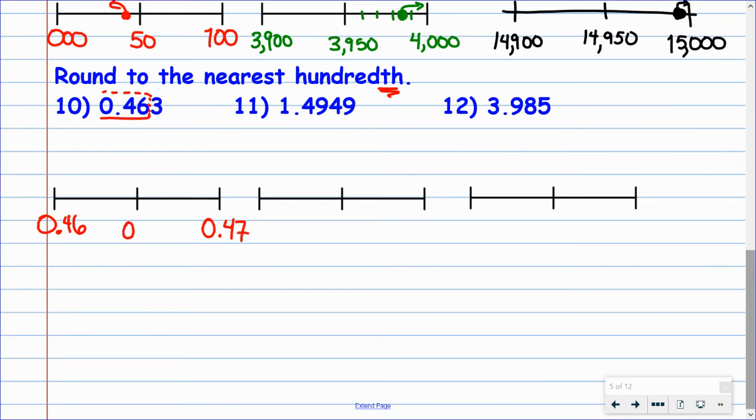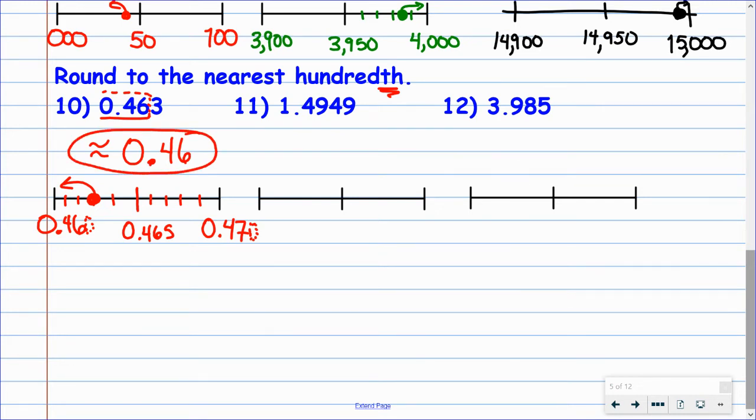Now, what's right in the middle of this? Once again, if it helps, put in some phantom zeros there. What's in the middle of 460 thousandths and 470 thousandths? Well, that would be 465. If you don't believe it, put in each individual tick mark. 461, 462, 463, 464, 465, 466, 467, 468, 469, and 470. We have 463, which, ladies and gents, as you can tell, is closer to 46 hundredths than 47 hundredths.